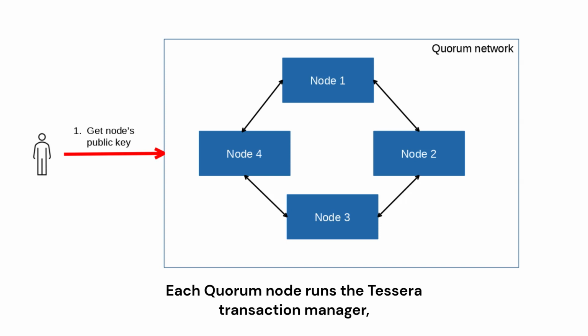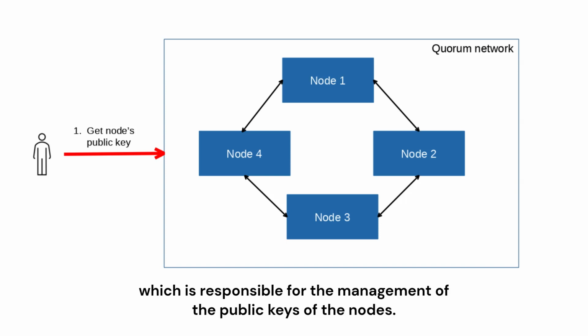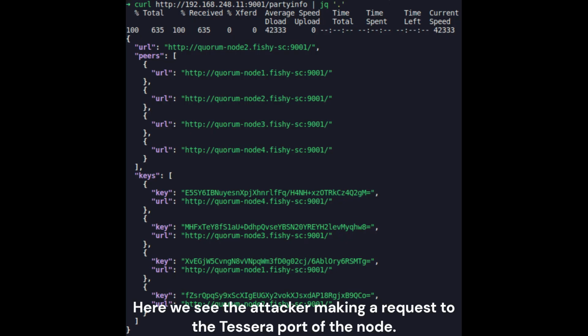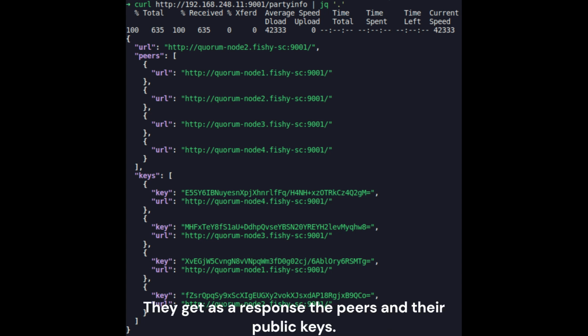Each quorum node runs the Tessera transaction manager, which is responsible for the management of the public keys of the nodes. Tessera exposes an IP endpoint that can give that information. Here we see the attacker making a request to the Tessera port of the node. They get as a response the peers and their public keys.